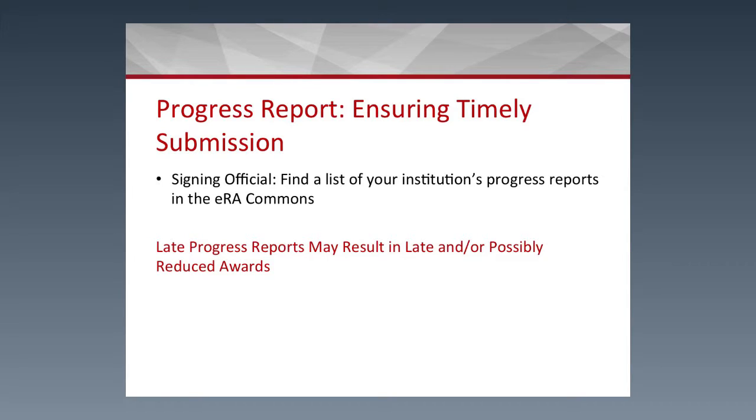In order to ensure timely progress reporting, it is key for signing officials to find a list of their institution's progress report due dates. This can be found in ERA Commons. Late progress reports may result in late and/or possibly reduced awards.